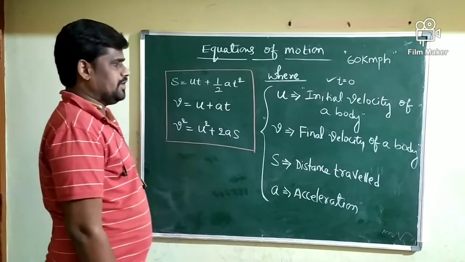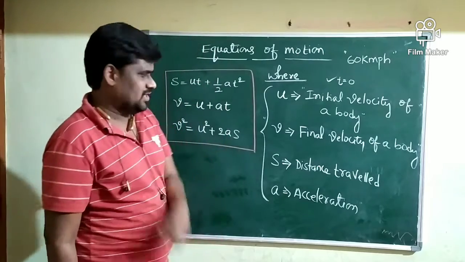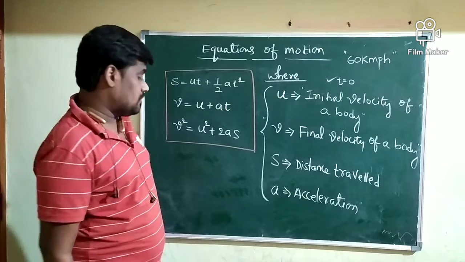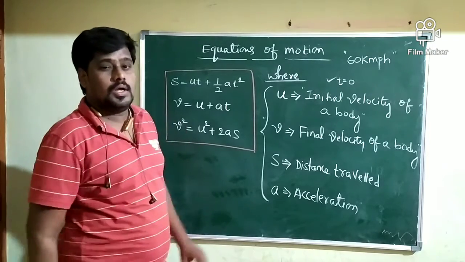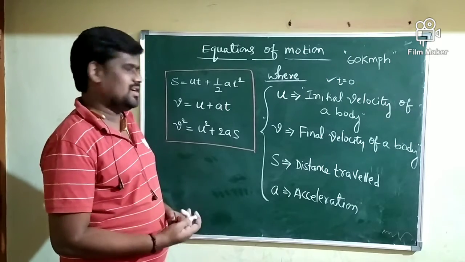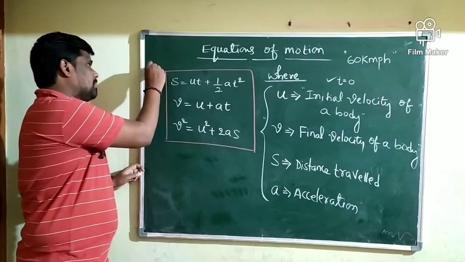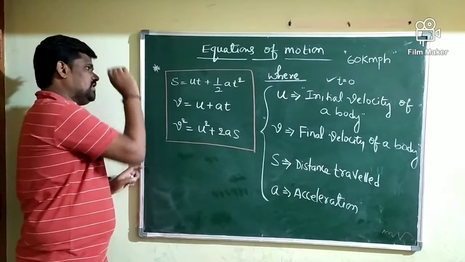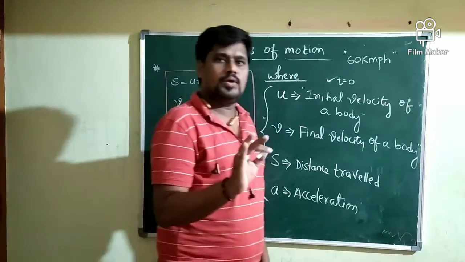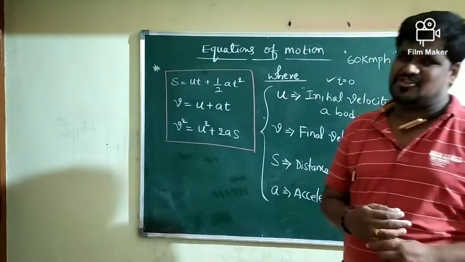Here u stands for initial velocity of a body, v stands for final velocity of a body, s is nothing but distance traveled by a body, a stands for acceleration of a body, and t stands for time. A very important piece of information: these equations are applicable only when the body has uniform acceleration.